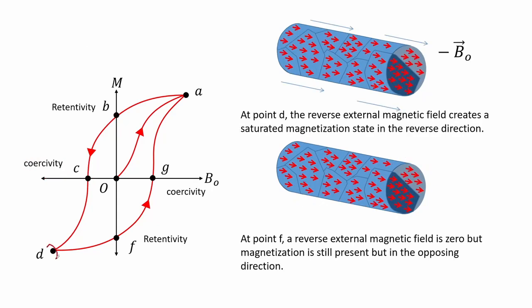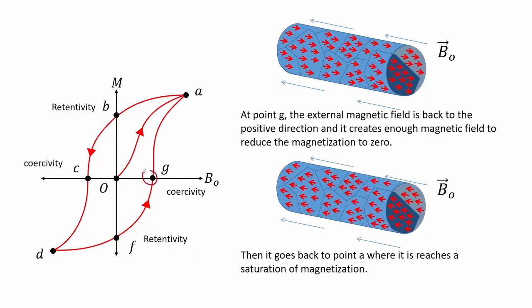At point D, the reverse external magnetic field creates a saturated magnetization state in the reverse direction. At point F, the reverse external magnetic field is zero, but magnetization is still present, in the opposing direction. At point G, the external magnetic field is back to the positive direction and it creates enough magnetic field to reduce the magnetization to zero. Then it goes back to the point where it reaches a saturation of magnetization. There are practical applications of the hysteresis property of ferromagnetic materials such as memory drives like hard drives, magnetic tapes, and credit cards.